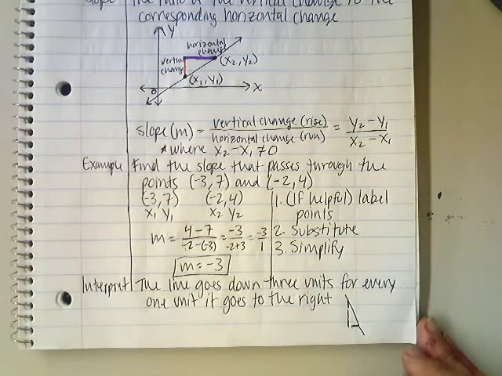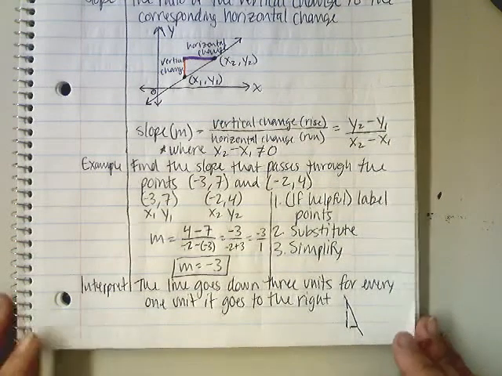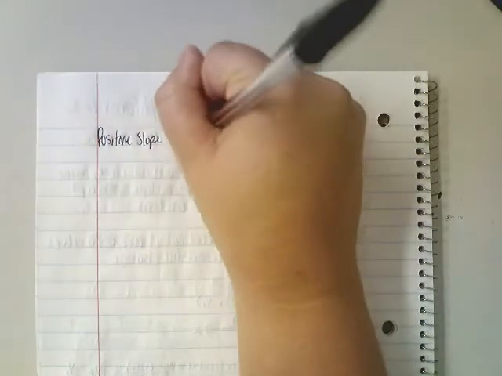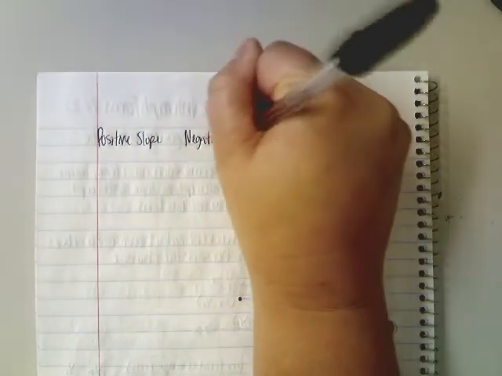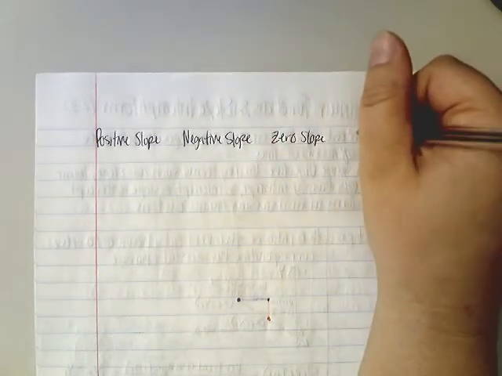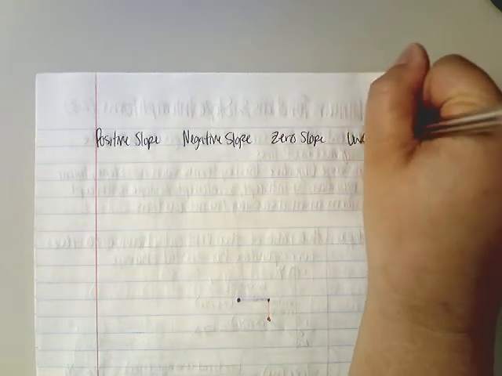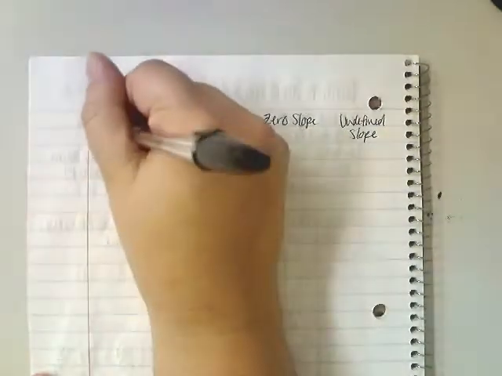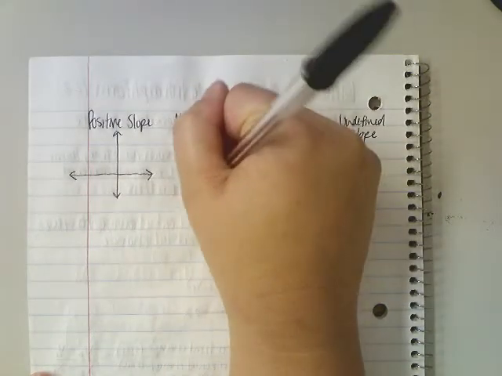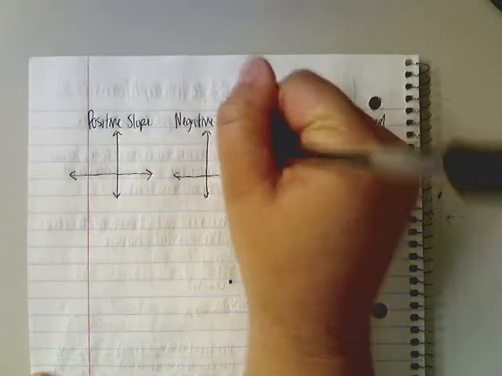I'm going to move on and show a couple of quick things to remember about slope. We'll do a quick little table showing positive slope, negative slope, zero slope, and undefined slope. I'm going to do some quick little drawings to show what those generally look like. So we're going to draw them on graphs.